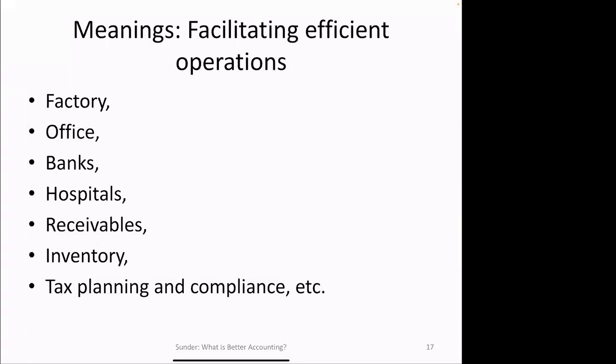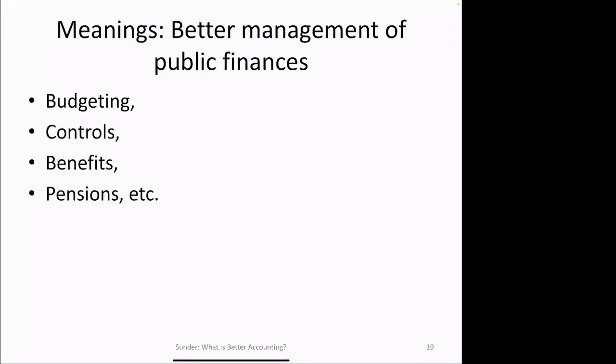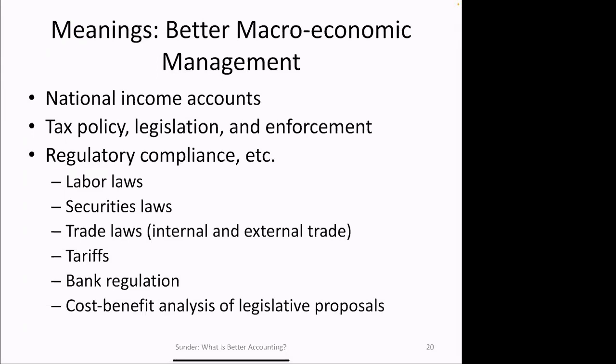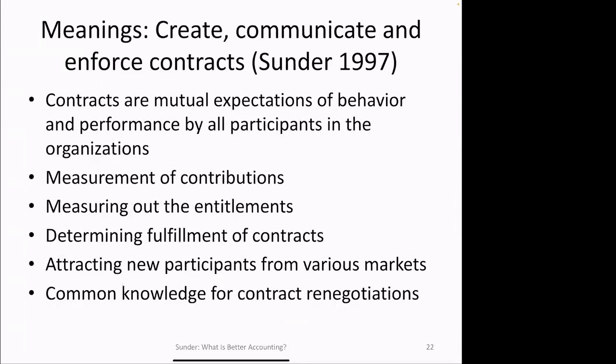Meaning could also be facilitating efficient operations of factories, offices, banks, hospitals, receivables, inventory, tax planning, and so on. Meaning could be creating better markets of innovation, financial, labor, product, or other factors of production. Meaning could be better management of public finances in government, municipalities, and so on, budgeting, controls, benefits, pensions. Meaning could be better macroeconomic management, national income accounts, tax policy, legislation, regulatory compliance of labor laws, securities laws, tax laws, tariffs, regulation, and cost-benefit analysis. Meaning could be accountability relationships that Ijiri talks about. And meaning could be creating, communicating and enforcing contracts, as I discussed in my theory of accounting and control.